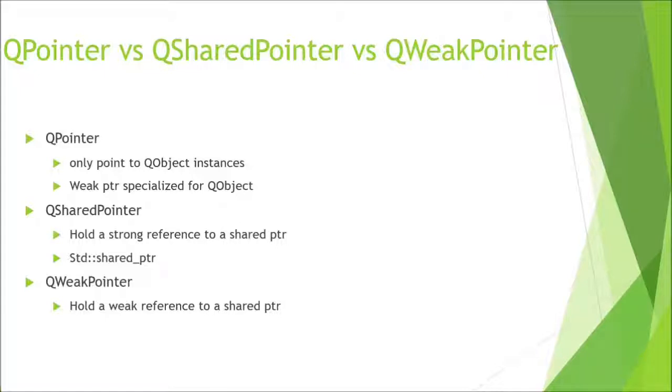Now let's see a QWeakPointer. It can hold a weak reference to a shared pointer. It will not prevent the object from being destroyed, and is simply reset. It is equivalent to the standard weak pointer. To use a weak pointer, you must convert it to a QSharedPointer. Now let's move on to the examples.